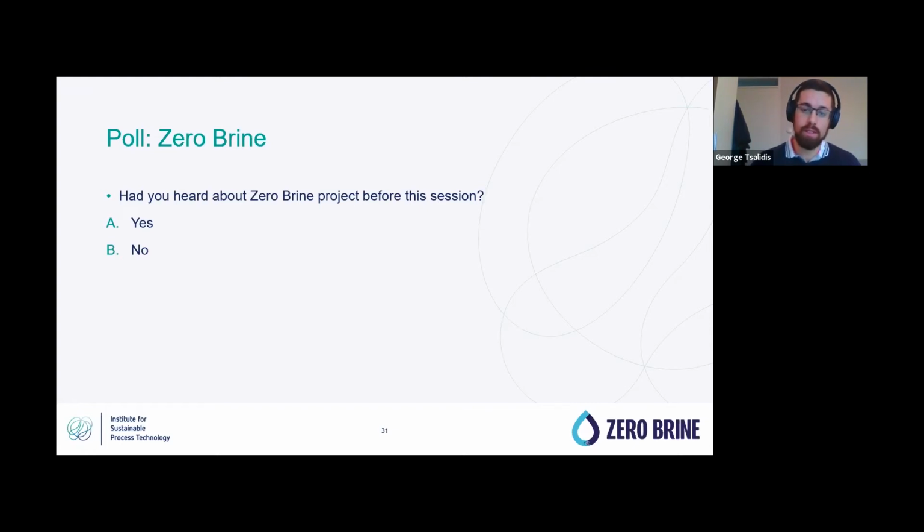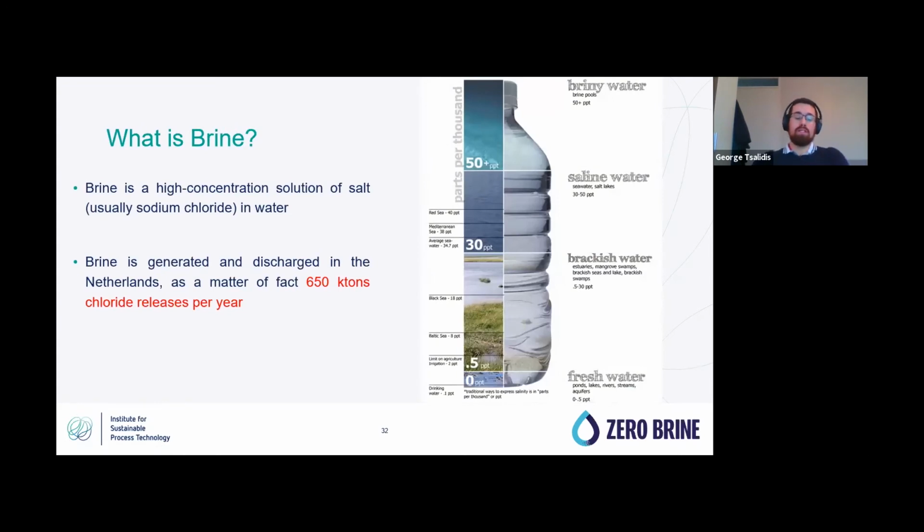So in the next slides, I will briefly present Zero Brine. First, I will talk about what brine is. Brine is water which has a very high salinity level. Usually, salinity comes from sodium chloride, so our common salt, but there can also be other kinds of minerals that exist in the briny water. And brine has a much higher salinity than seawater.